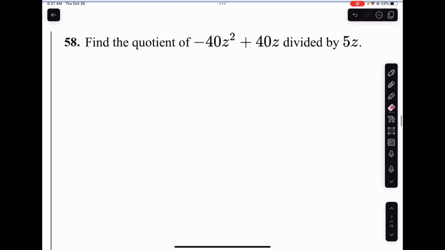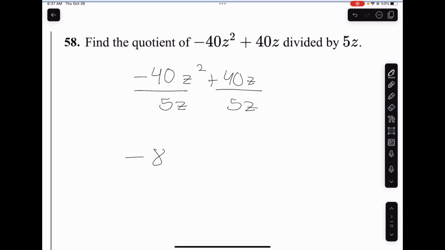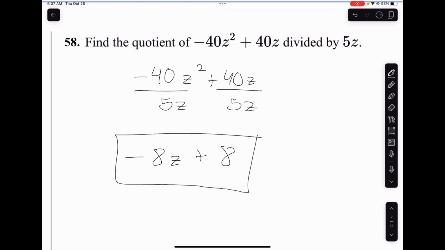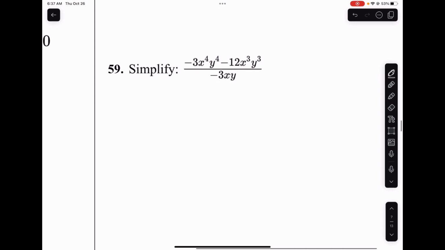Something like this. We've got negative 40z squared plus 40z, and we're going to divide every term by 5z. So we end up with negative 8z plus 8. Now this next one, while it's a little bit more complicated, we are still just dividing by a single term. This is one term. Even though there's multiple variables, I'm not adding or subtracting anything else to it. So we can still use our snazzy little method here.